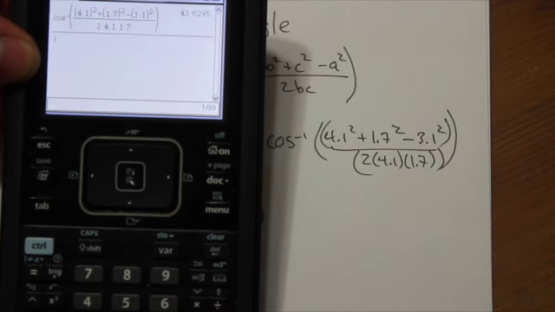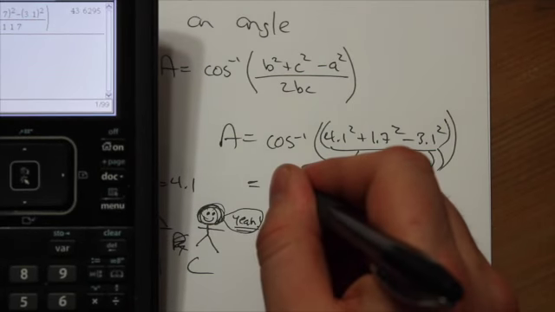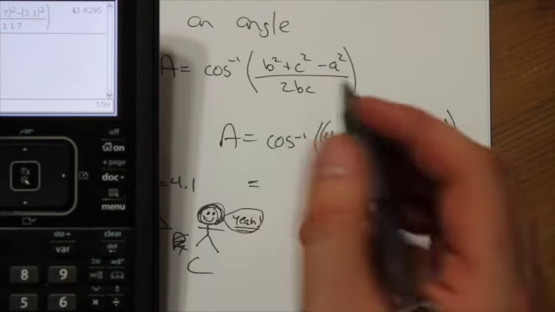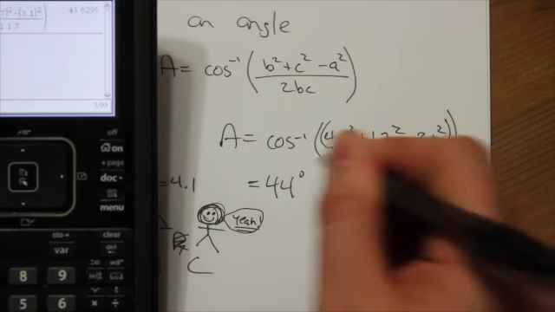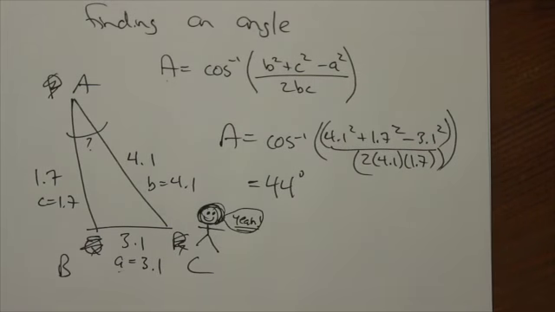So press enter, and I get that the angle is equal to 43.6 or 44 degrees. Okay, and that's how we would use the cosine law.